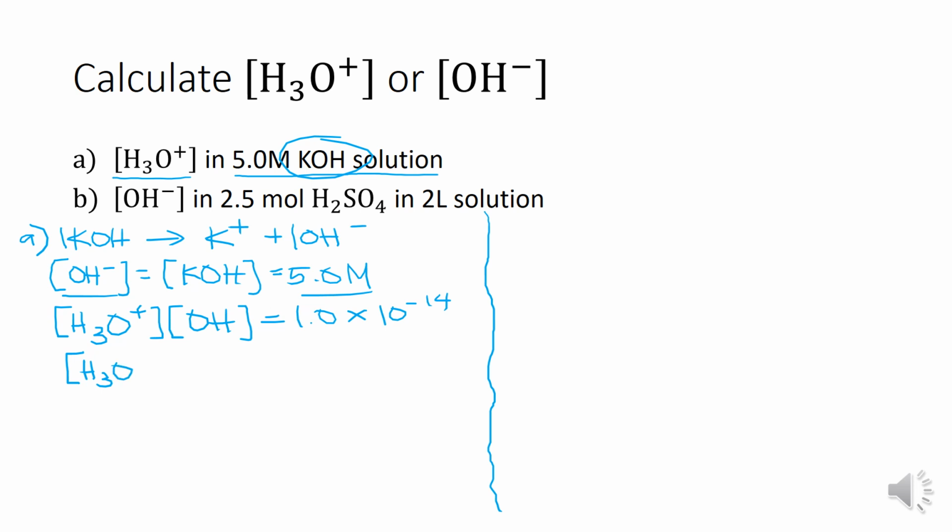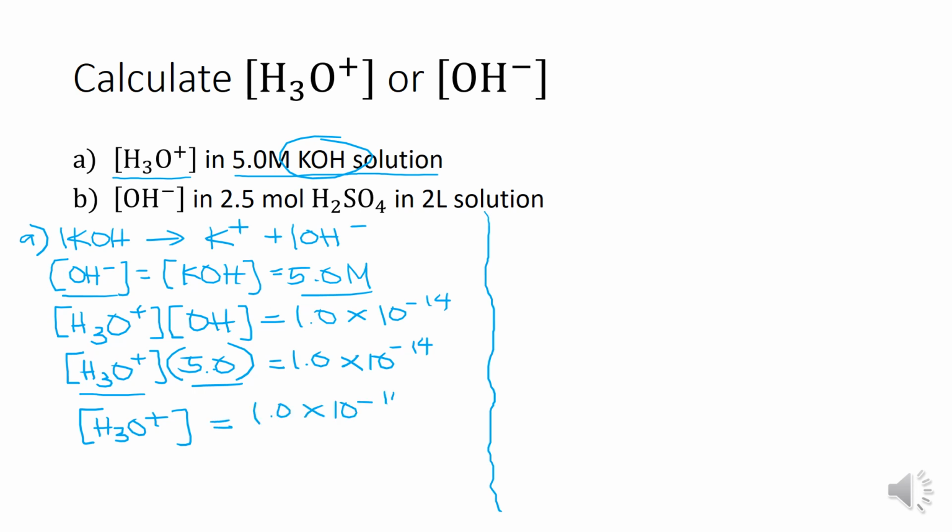So of course we have to copy the first one because that is the unknown, times 5 equal to the constant 1 times 10 to the negative 14. To solve for the hydronium ion concentration, we have to eliminate this one on the left side. So it looks like we have to divide both sides by that number. Therefore, the hydronium ion concentration is equal to 1 times 10 to the negative 14 divided by 5.